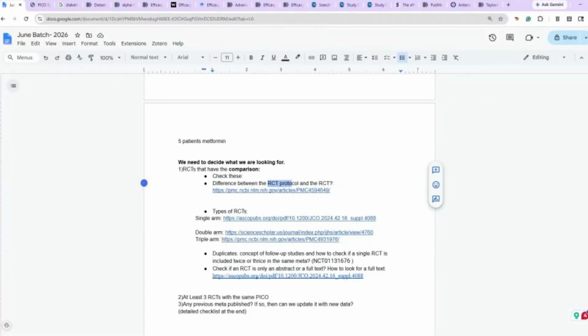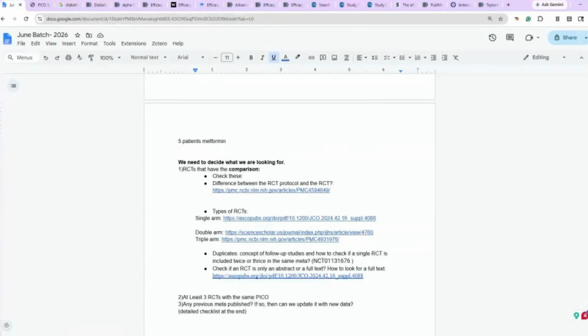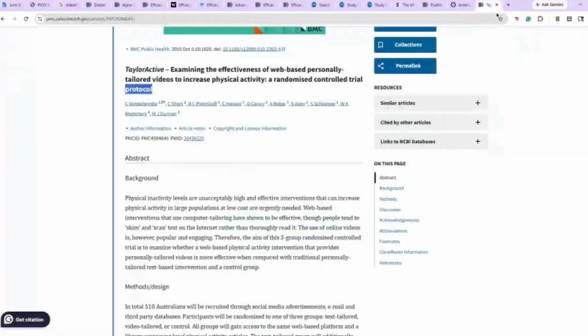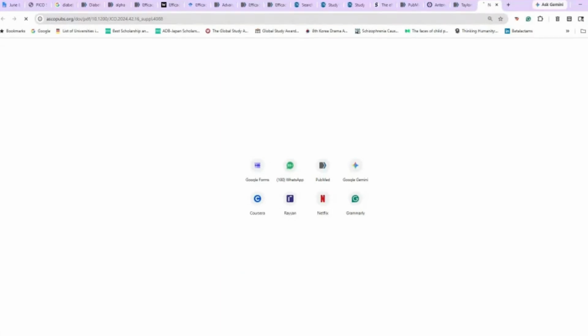And now there is another thing. When I say RCT, there are very broad categories of RCTs. We have crossover RCTs, we have parallel RCTs. But what you need to know for topic selection purposes is that we have single arm RCTs, double arm RCTs, and then triple arm RCTs. What this means is that in single arm, only one arm is used. When we look for a comparison, you will not find any comparison. There will only be one arm.